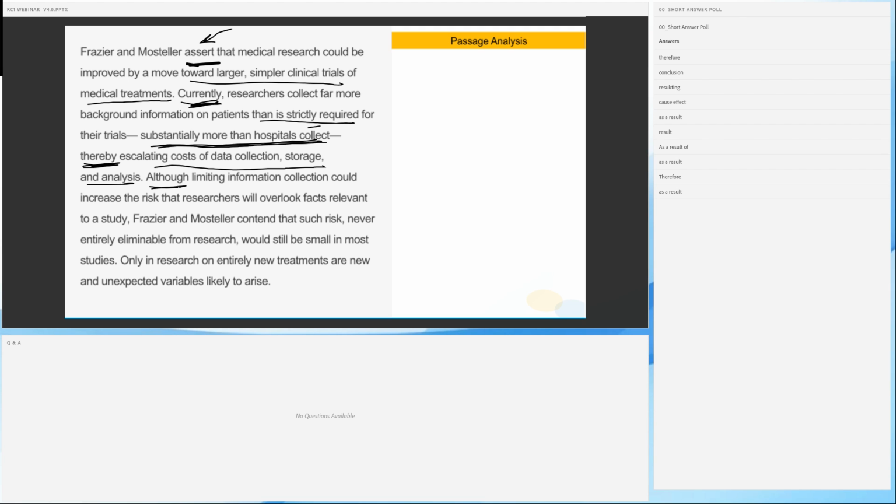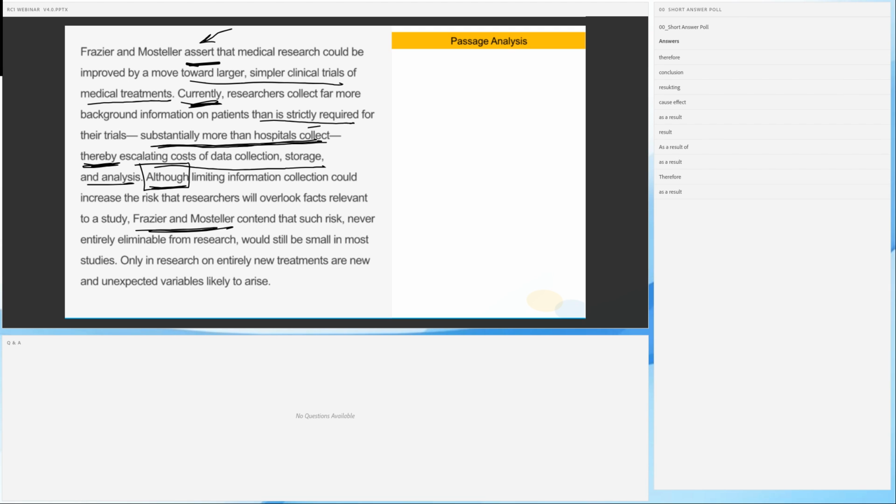Although, another really important keyword over here, limiting information collection could increase the risk that researchers will overlook facts. This is the classical defense against the weakener. Why we are preempting some sort of a criticism. So the author is saying, hey, you may think that if we collect less information, we may overlook facts which are relevant to the study.